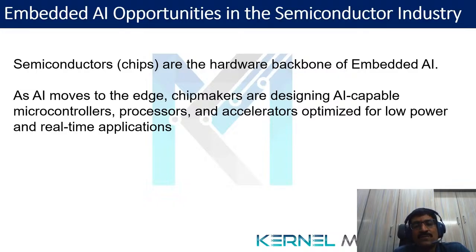They have a lot of openings out there. That's why I told you Qualcomm, Nvidia, Intel, they all are very popular semiconductor companies. So AI moves to the edge. Chip makers are designing AI-capable microcontrollers, processors, and accelerators optimized for low power and real-time applications. Research is already going on. In the upcoming future we will see embedded AI development processors and hardware boards optimized for low power and real-time applications. It's very important.